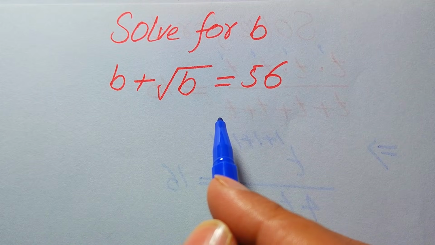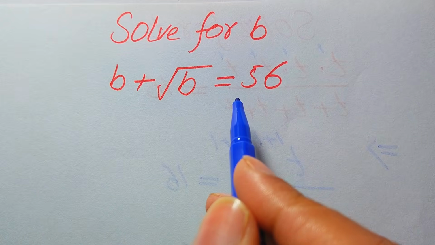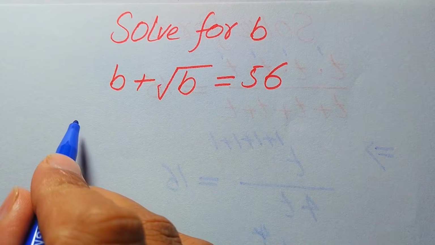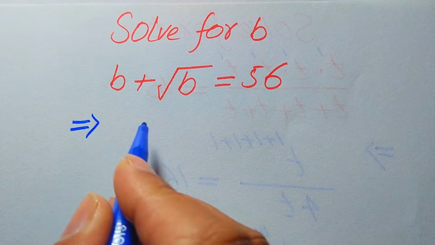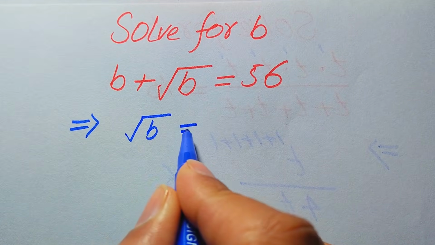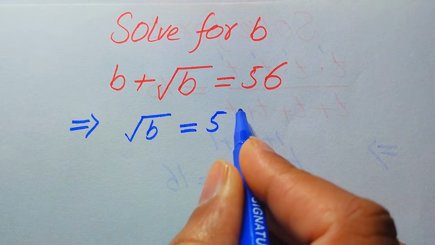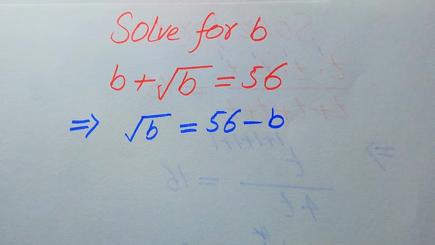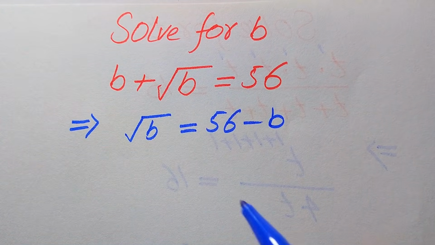So here, first I can find the interval in which the solution of this problem lies. For this we need a little bit of simplification. We move b to the right hand side and it becomes square root of b is equal to 56 minus b. And now first we find the interval in which the solution of this equation lies.